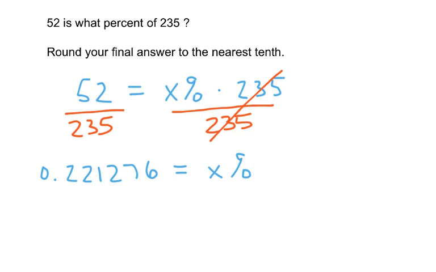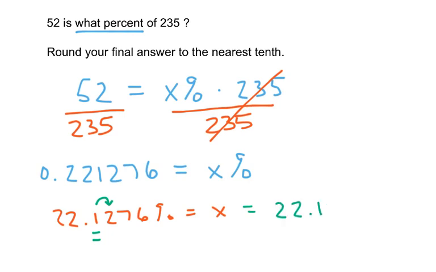Now remember, my question says, what percent? So I need my answer to be in the form of percent, not in the form of a decimal. Right now my answer is in the form of a decimal. I need my answer to be in the form of a percent. So the first thing I need to do is convert this to a percent. 0.221276, when written as a percent, would be 22.1276% is equal to x. And then finally, the instructions told me round to the nearest tenth. That means I'm going to round right here. I look one space to the right to decide if I'm going to round up or down. Since I have less than a 5 in that spot, I'm going to round down. And my final answer here is going to be 22.1%.